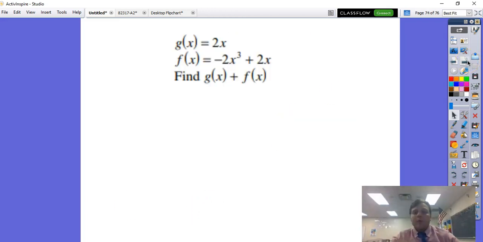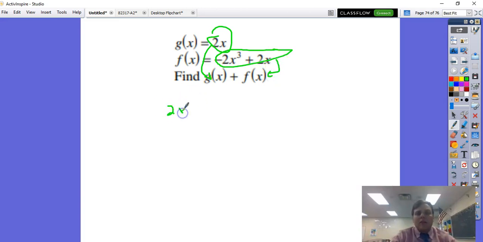So here's our first example. We have some function g of x, which is equal to 2x. And we have some function f of x, which is equal to negative 2x cubed plus 2x. And what we want to do is add g of x plus f of x. What I like to do is substitute in. In other words, I take 2x, plug that in for g of x, and take negative 2x cubed plus 2x and plug that in. Then I would have 2x plus negative 2x cubed plus 2x.